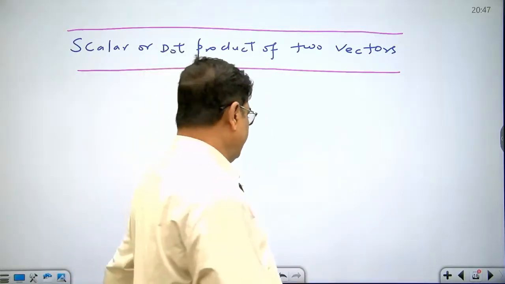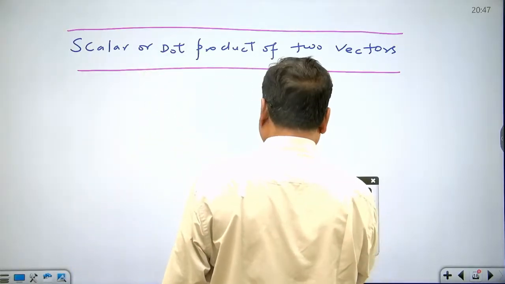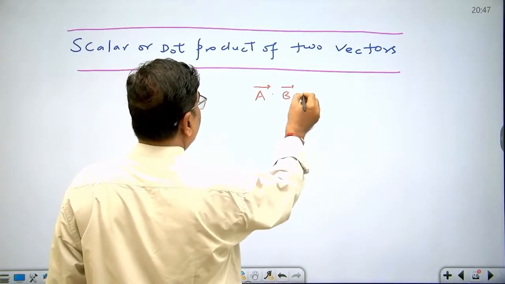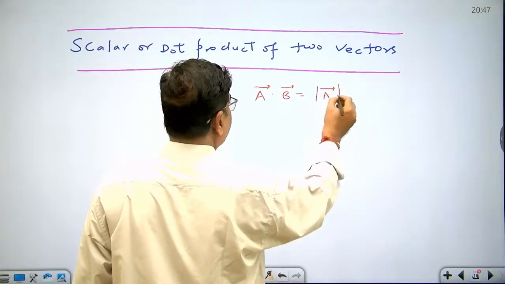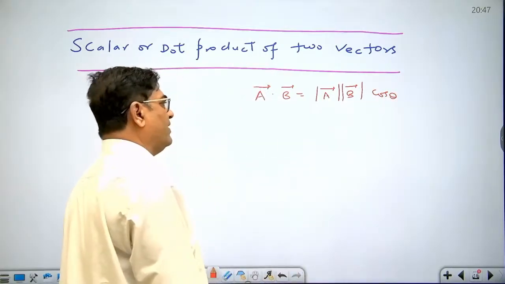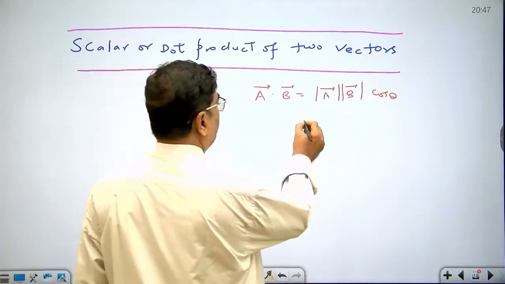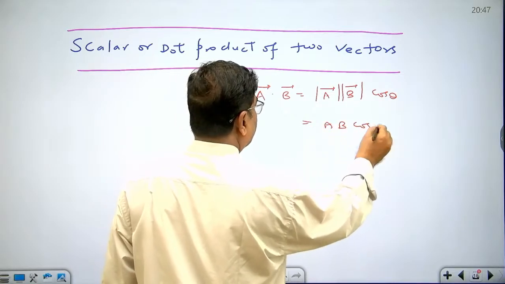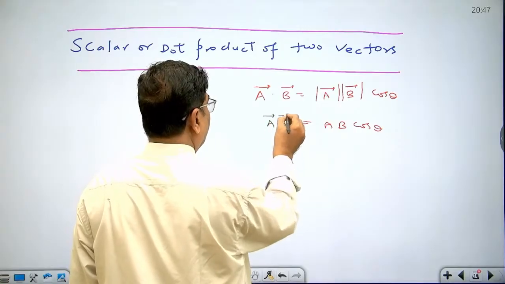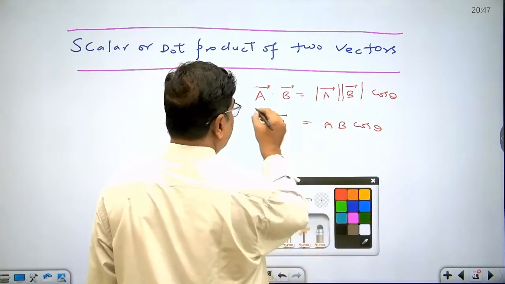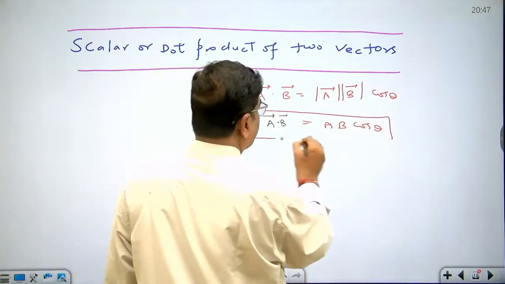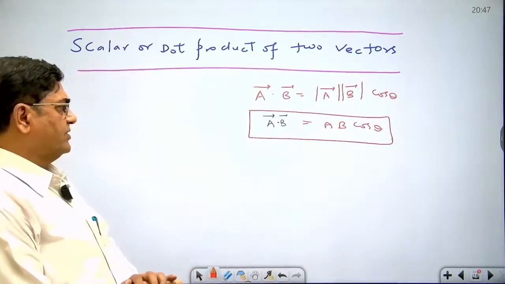Okay. So, dear student, the scalar product of two vectors is given as A vector dot B vector. The solution of A dot B is given as magnitude of vector A, magnitude of vector B multiplied by cos theta. Theta is the angle between vector A and vector B. Okay. So this can be written as AB cos theta. Dear student, this is A dot B. Now there are many results based on this result. Okay. A dot B equal to AB cos theta.